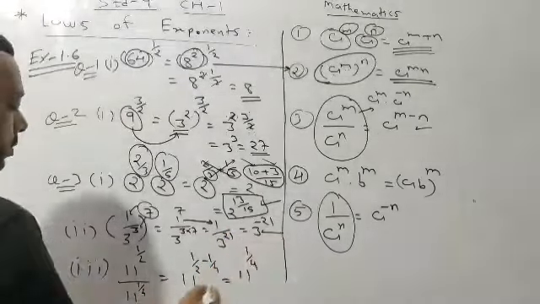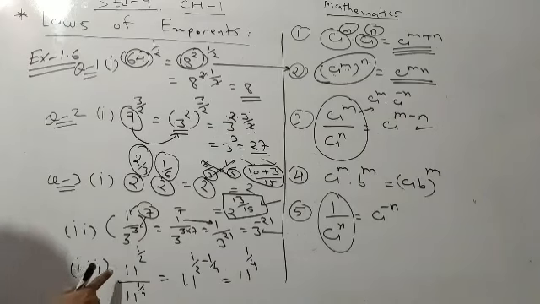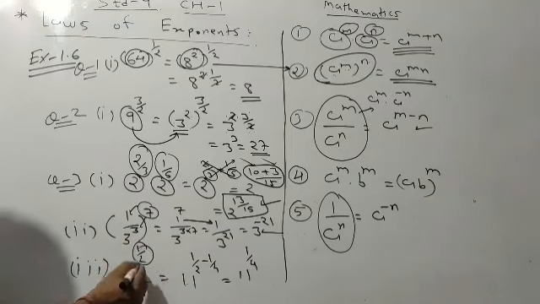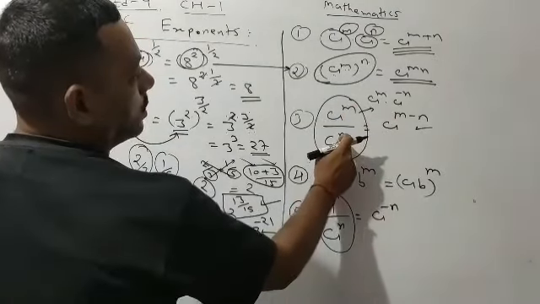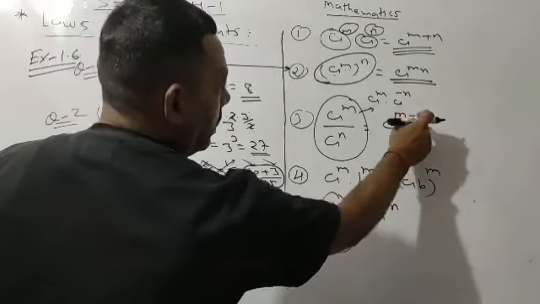Now the last question is 11 raised to 1 by 2. Now what about 11 raised to 1 by 2 upon 11 raised to 1 by 4? Base same, powers are different. So this is the third law, a raised to m upon a raised to n. The answer is a raised to m minus n.